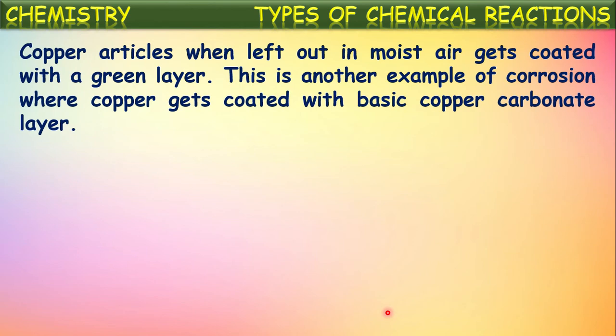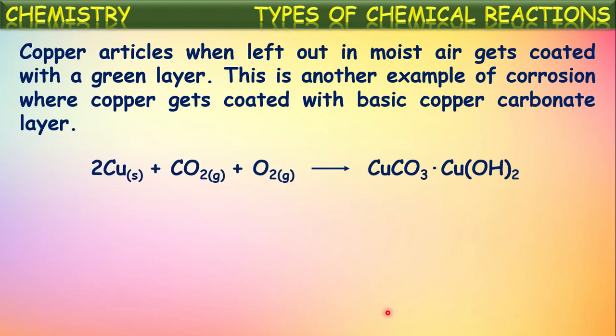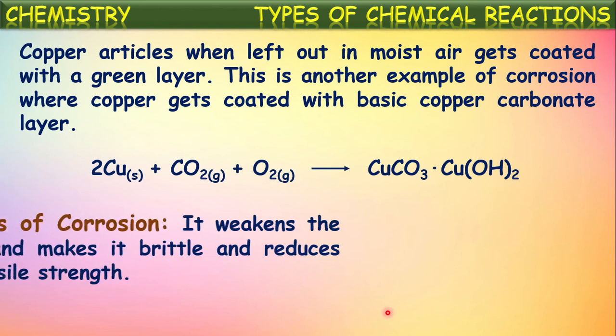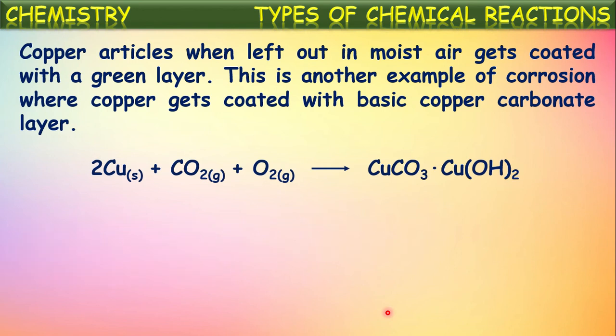Copper particles, when left out in moist air, get coated with a green layer. This is another example of corrosion, where copper gets coated with basic copper carbonate. When copper particles are kept outside, they slowly react with atmospheric air and form copper carbonate. This appears as a green colored layer on the copper particles. So this is also one of the examples of oxidation of metals.